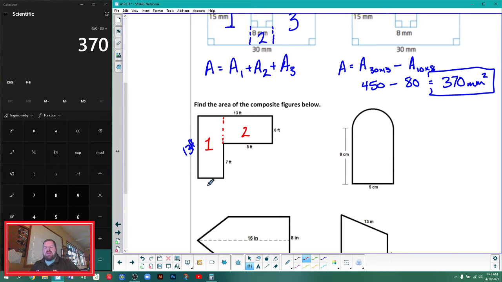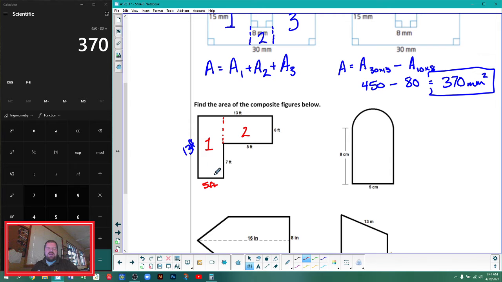Now for section 1, I don't actually know this part down here, but the same way I found the 13 on this side, I can find the length of this part as well. It's going to be this entire 13 minus the 8 that's coming this way. So that's actually 5 feet. I should have said that earlier, but I didn't.